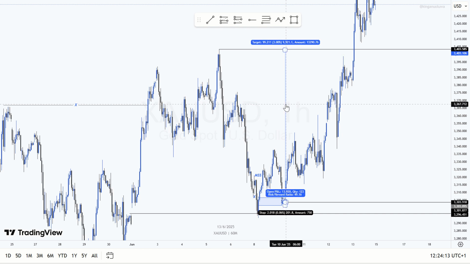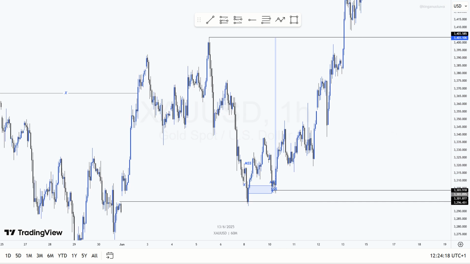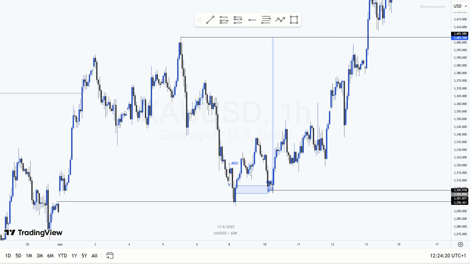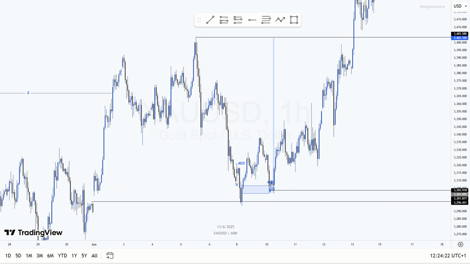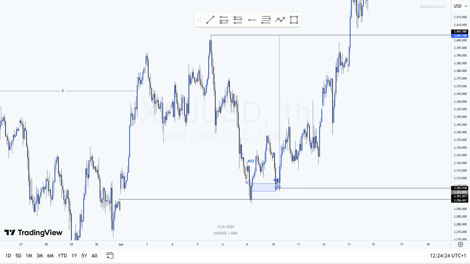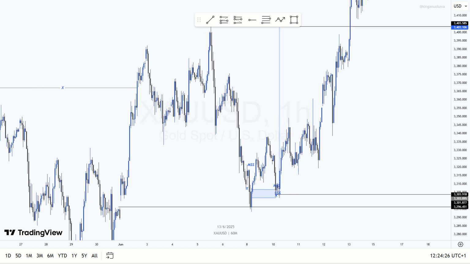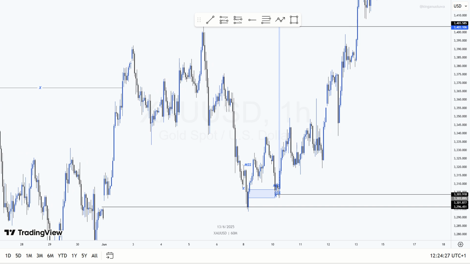So how many RR is this? This is a 49 RR setup. That is, if you risk $10 on this setup, it will be $490. This is a 49 RR confirmation entry setup. So this is how I was able to get the setup.